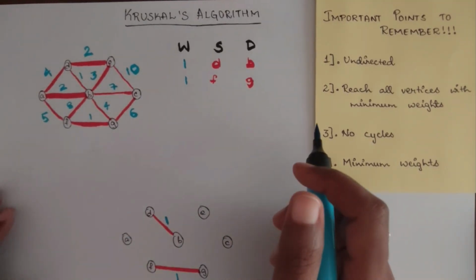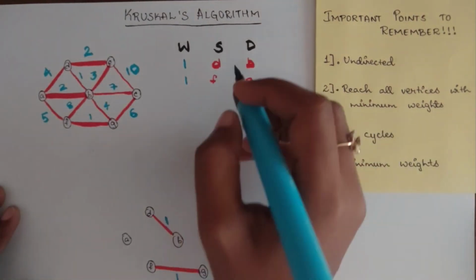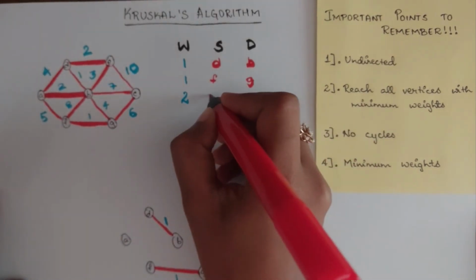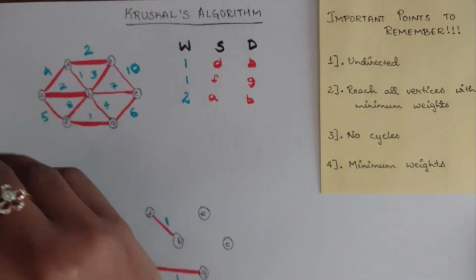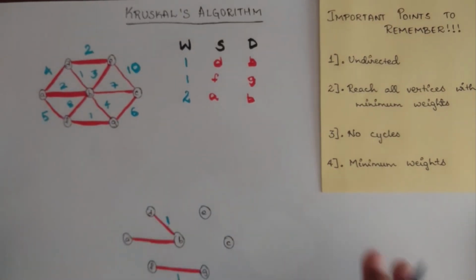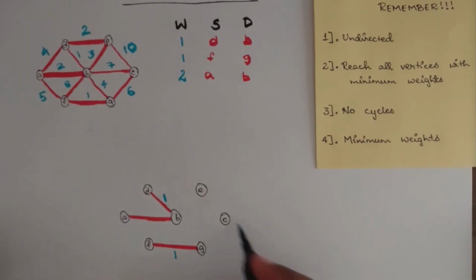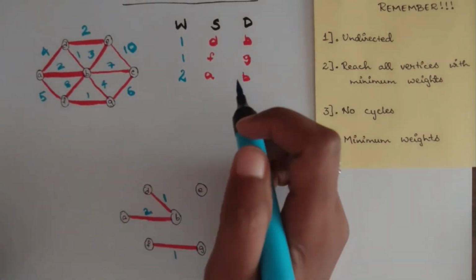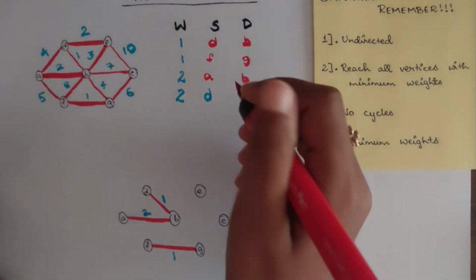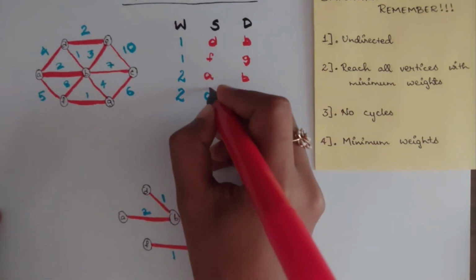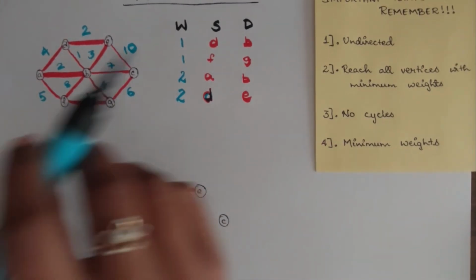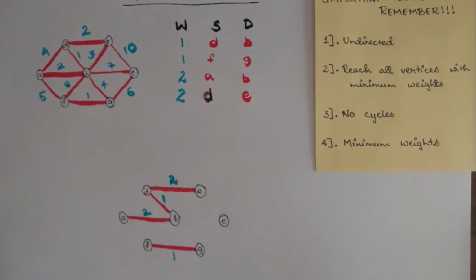Next, let us consider the next minimum weight in the graph, 2, and the edges are from A to B. So we can draw here from A to B. The edge is 2, and the next edge is from D to E. From D to E is the next minimum edge.